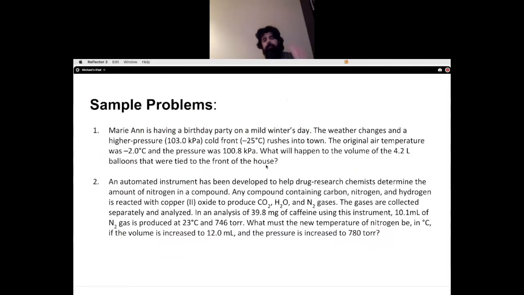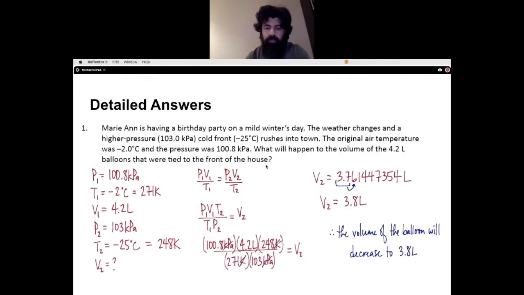So here we've got just a couple of sample problems at the end. We're going to look at just one sample problem before we wrap up for tonight. As you read the question, you list all the information here. We've got a P1, T1, V1, P2, T2. We're being asked to find the V2. So it says what will happen to the volume. So we're looking for the final volume.